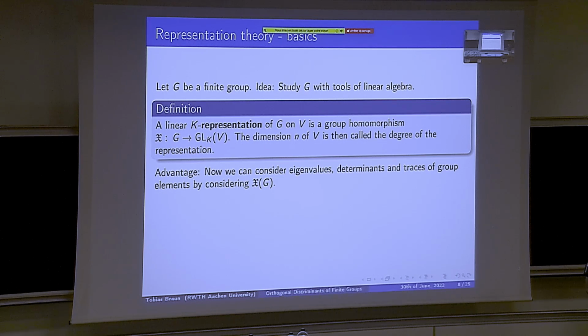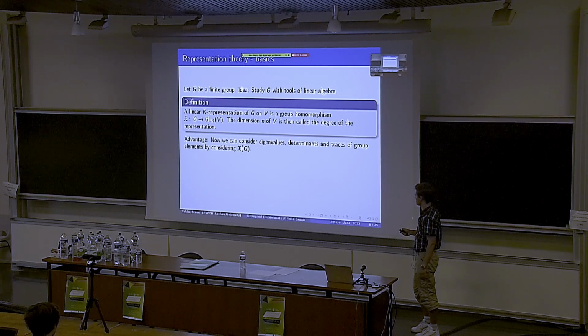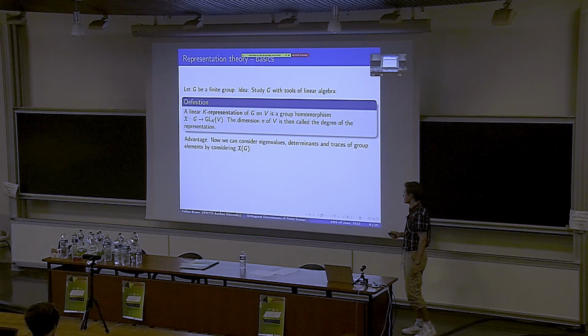A linear K representation of G on the vector space V is nothing but a group homomorphism from the group into the automorphism group of the vector space. Or if you prefer matrices, you can just choose a basis, and then you get the matrix ring of the invertible matrices. And the dimension n of this vector space is then also called the degree of the representation.